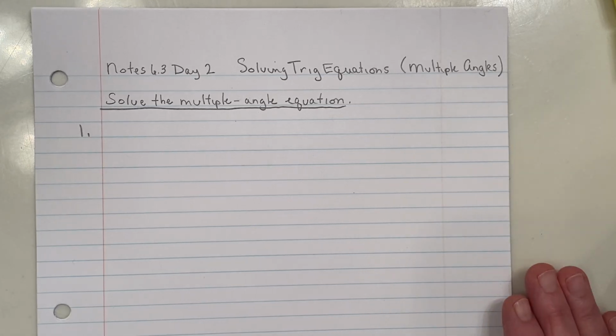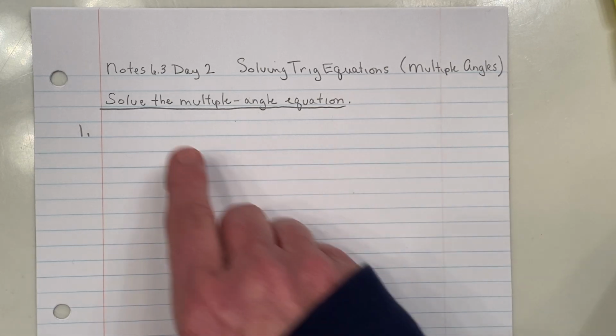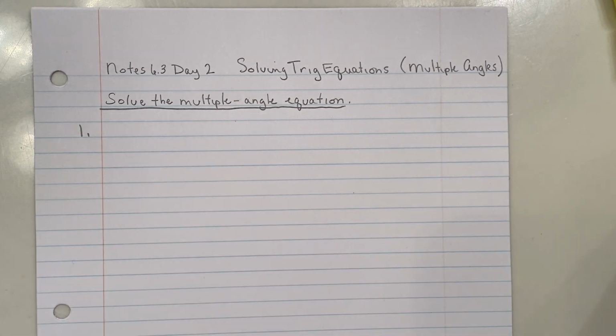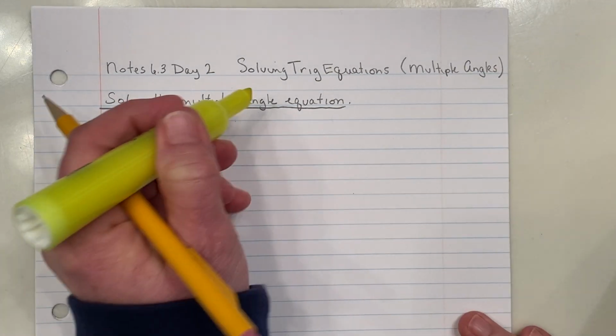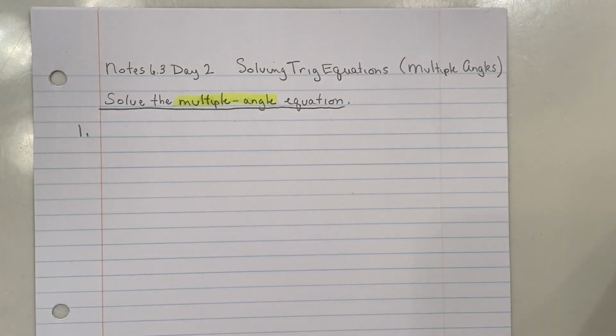In this video, we're going to be solving trigonometric equations with multiple angles. This is section 6.3 and this is day 2. All right, we're going to be doing 5 examples. We're going to solve the multiple angle equation. And so you might be thinking, well, what's a multiple angle equation? Well, let's take a look.